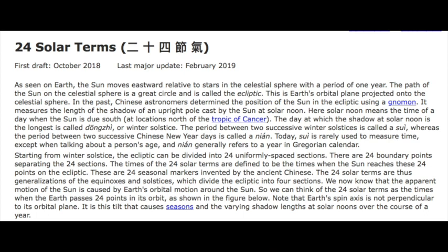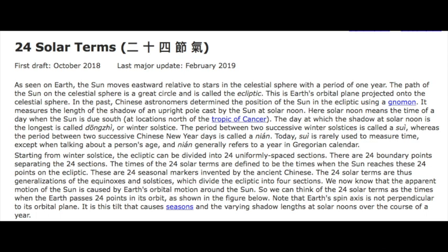The period between two successive winter solstices is called a Shai, whereas the period between two successive Chinese New Year days is called a Nian. Today, Shai is rarely used to measure time, except when talking about a person's age, and Nian generally refers to a year in Gregorian calendar.